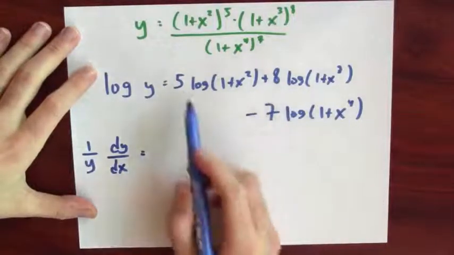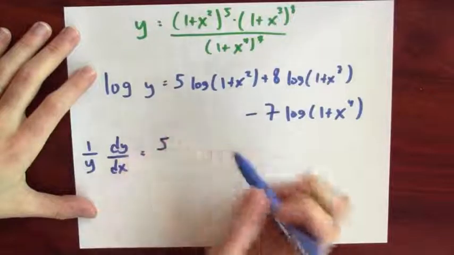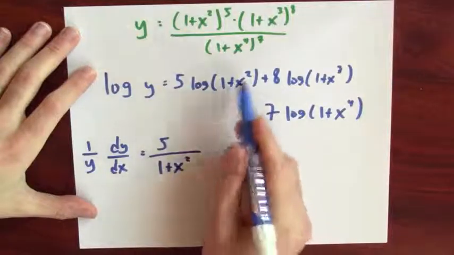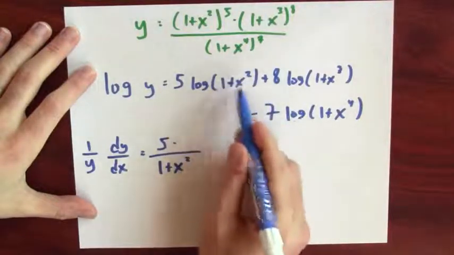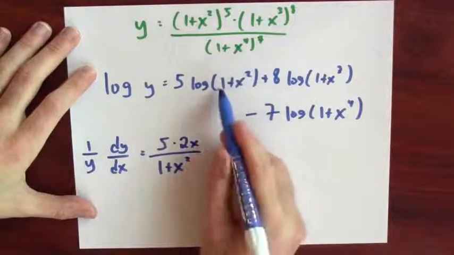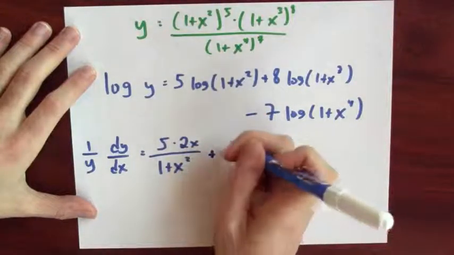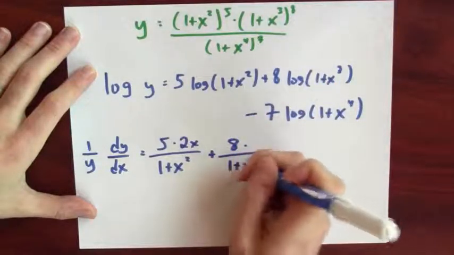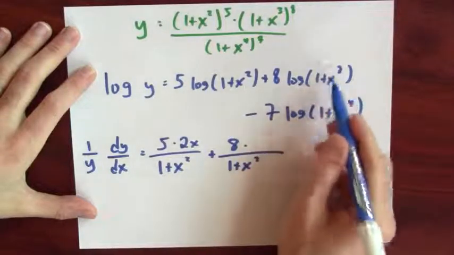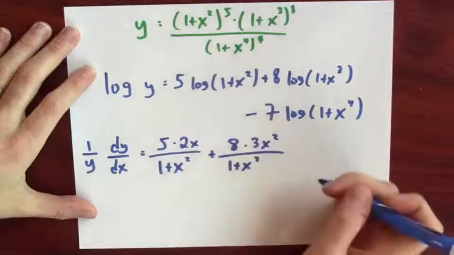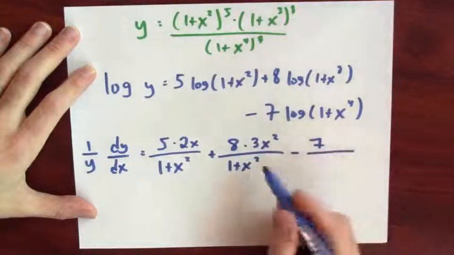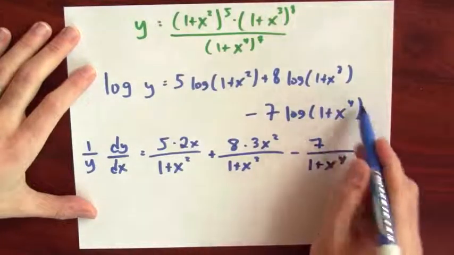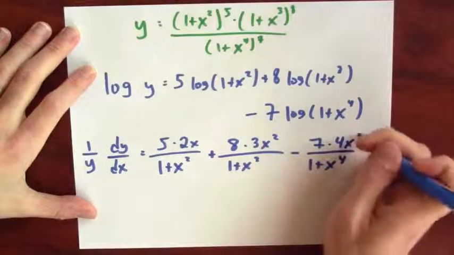All right, now I differentiate the other side. 5, well, that's multiplied by 5. The derivative of log is 1 over the inside function, 1 plus x squared, times the derivative of the inside function, which is 2x. The derivative of 1 plus x squared is 2x. All right, plus 8, and the derivative of log is 1 over the inside function, 1 plus x cubed, times the derivative of this inside function, which is 3 times x squared, minus 7 over, derivative of log is 1 over the inside function, 1 plus x to the 4th, and the derivative of 1 plus x to the 4th is 4x cubed.